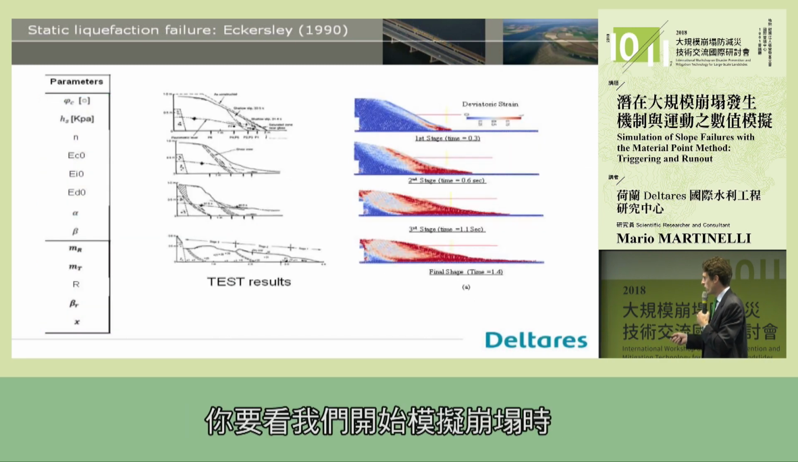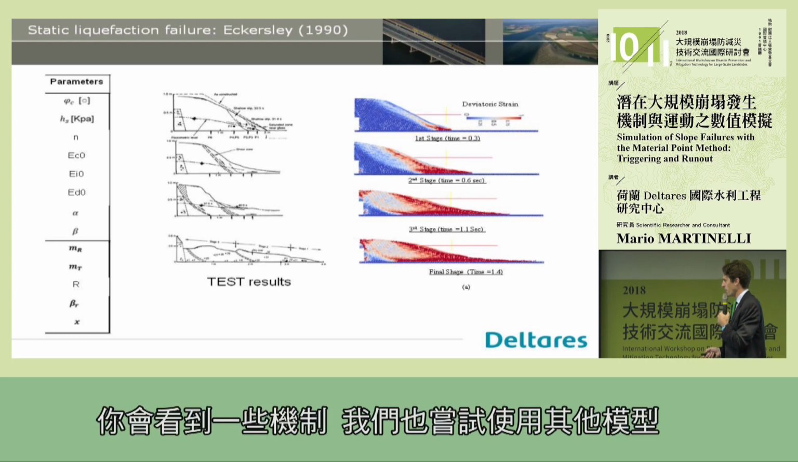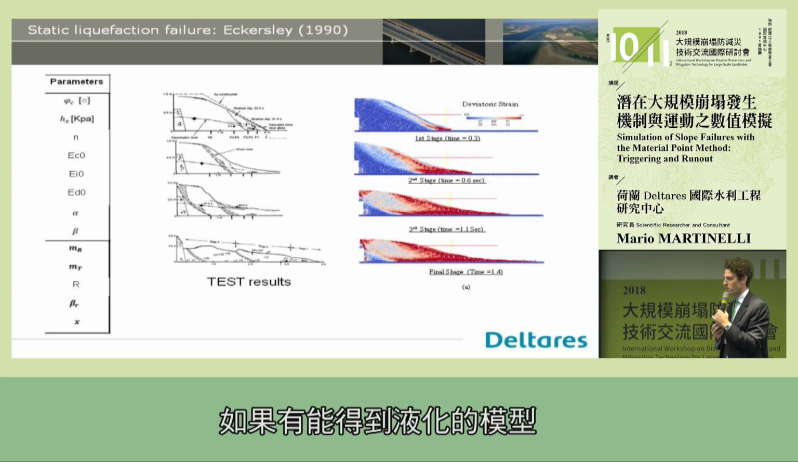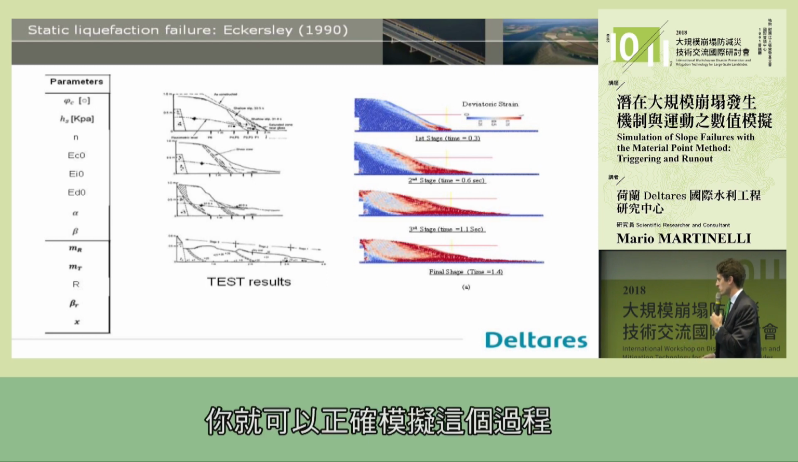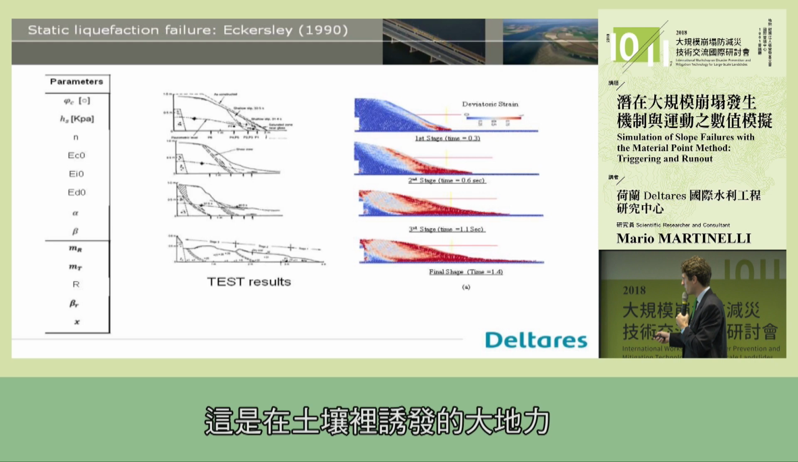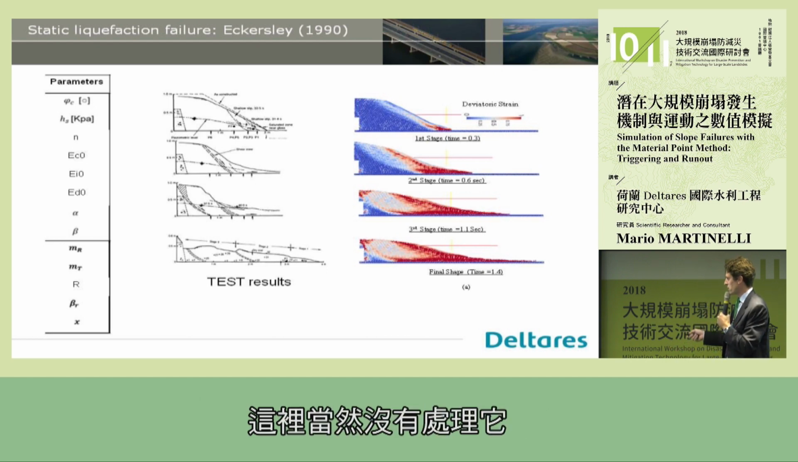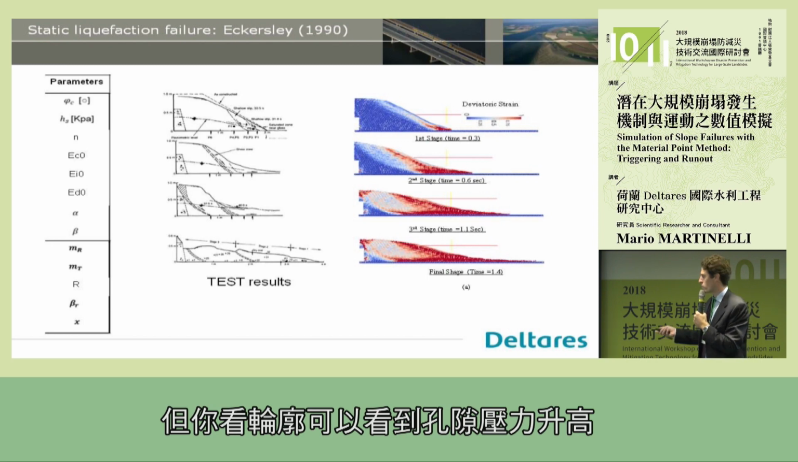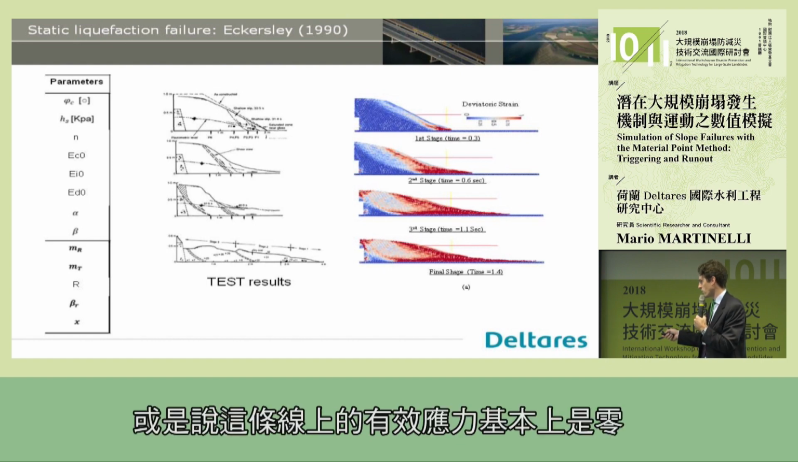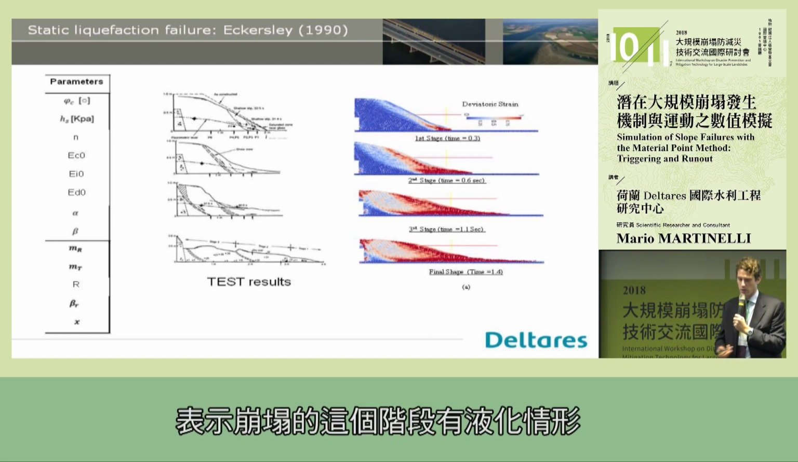Then we start simulating the landslide. We already also tried other constitutive models, but the key phenomenon here is the liquefaction. If you have a model that can capture liquefaction, then you can simulate this process correctly. What happens again is the liquefaction: the failure happens at the toe, and this is the deviatoric strain induced in the soil. It's not plotted here, but if you see the contour of mean effective stress or excess water pressure, the mean effective stress is basically zero along this line, which means you have liquefaction occurring at this stage while failing.